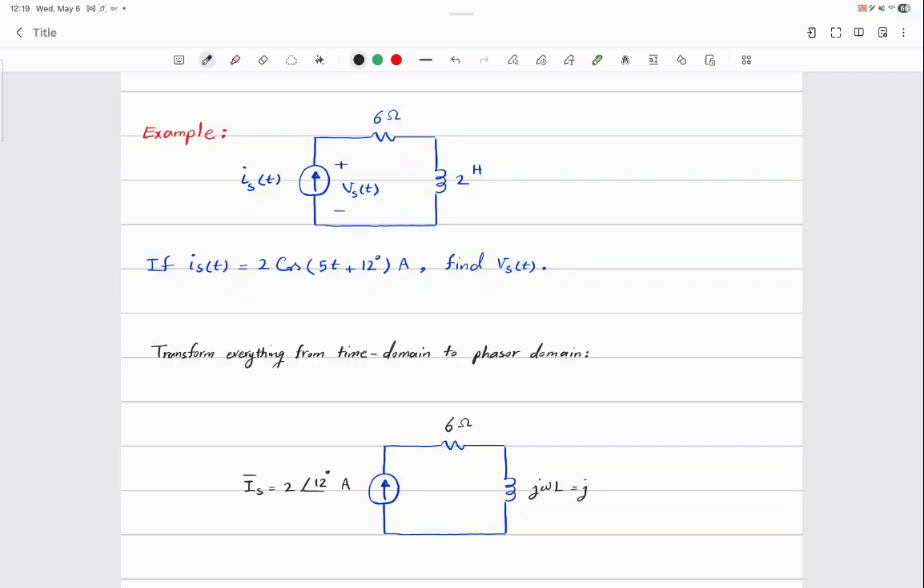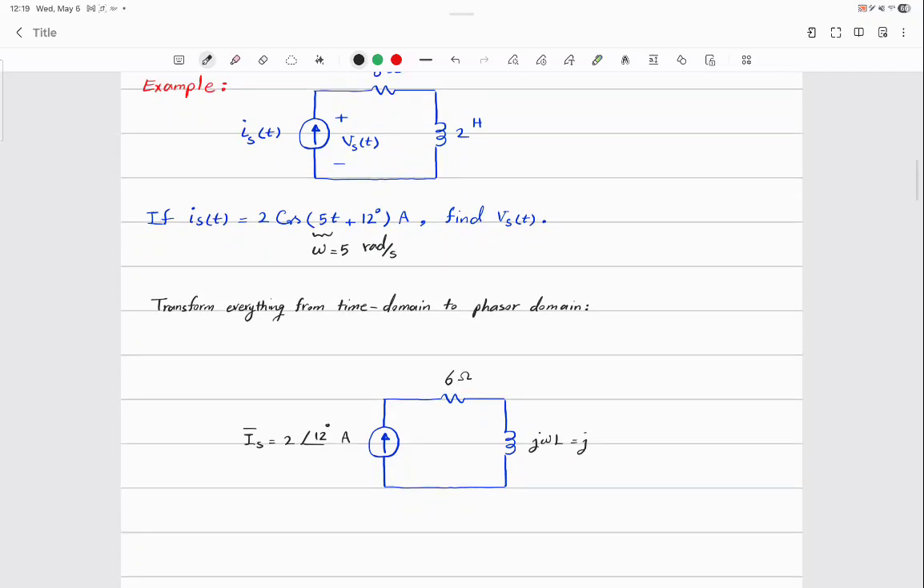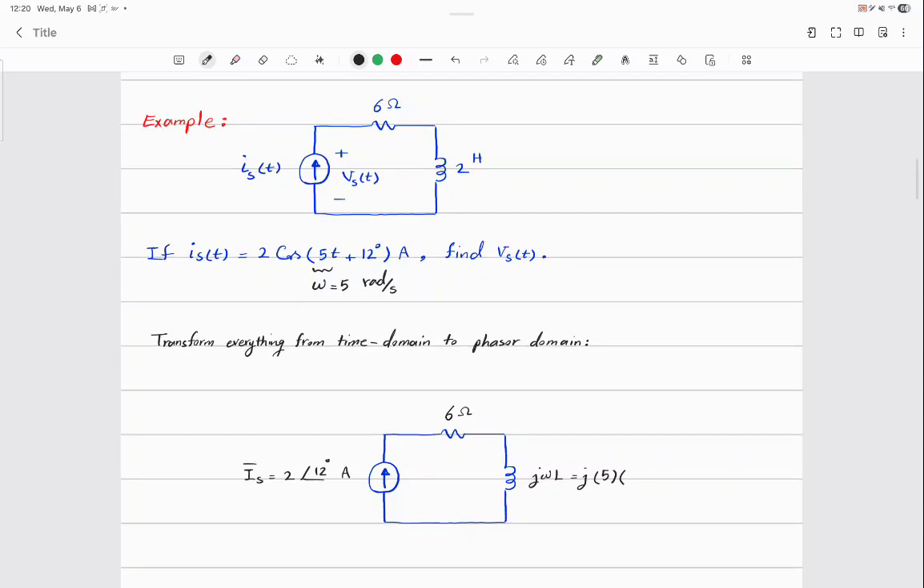What is your omega in this problem? Do you all see that it's 5? Where do you get it from? The coefficient of t inside the cosine. That is omega. Five. And the value of L is 2. So it's j10 ohms.